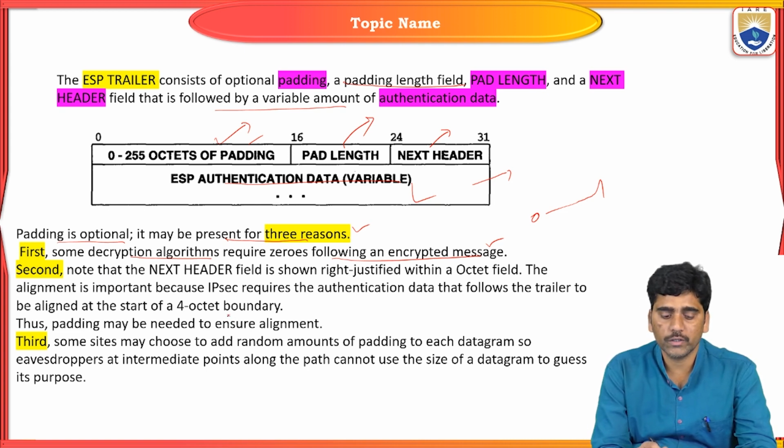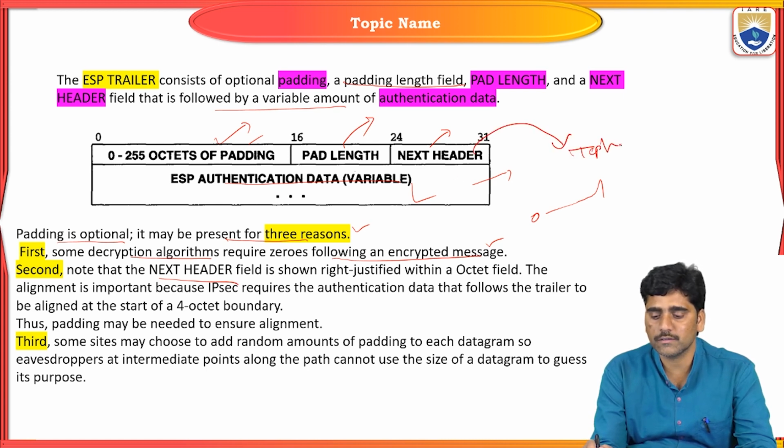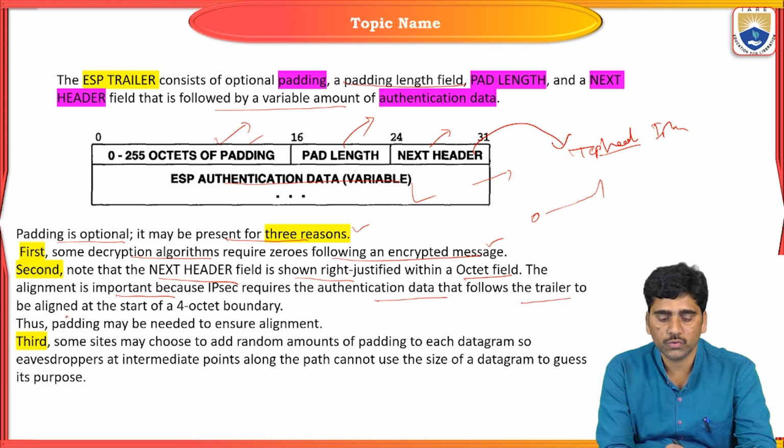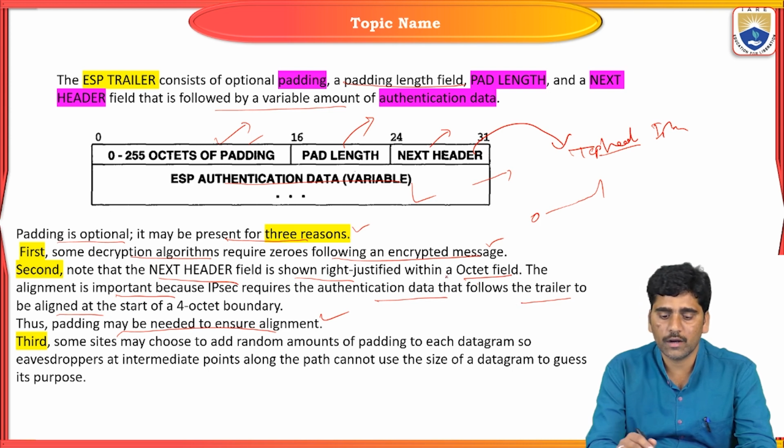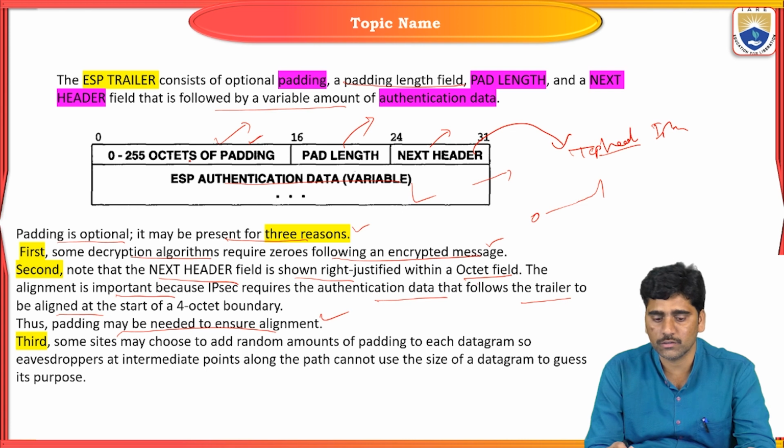And the second one, note that the next header field indicates the next header, like a TCP header or IP header. It is shown right justified within the octet field. The alignment is important because IPsec requires the authentication data that follows the trailer to be aligned to the start of a 4-octet boundary. Thus, padding may be needed to ensure alignment also. So 0 to 255 octets is the size of the padding length.